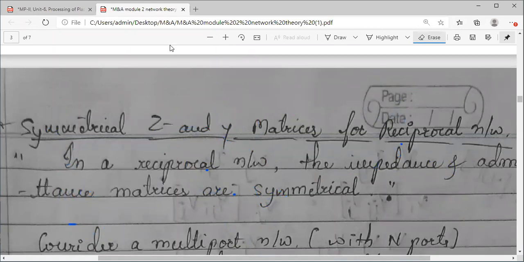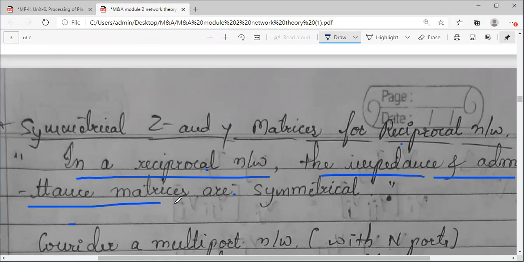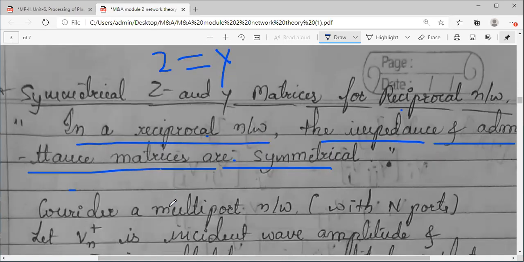Very good. Let us look at this small derivation. In a reciprocal network, when we exchange the input and output ports and analyze the circuit parameters, the characteristics remain the same. In such a network, the impedance and admittance matrices are symmetrical. I have to derive that the impedance matrix and the admittance matrix are symmetrical, that they are equal. For this, let me consider a multi-port network.